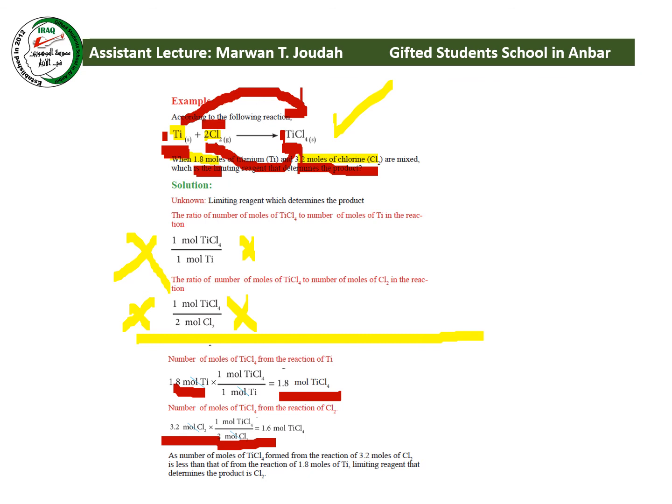Now, which one is less than the other? The smaller value would be the limiting reagent. So we have 1.8 and we have 1.6. So 1.6 is the limiting reagent? Yes, it is.